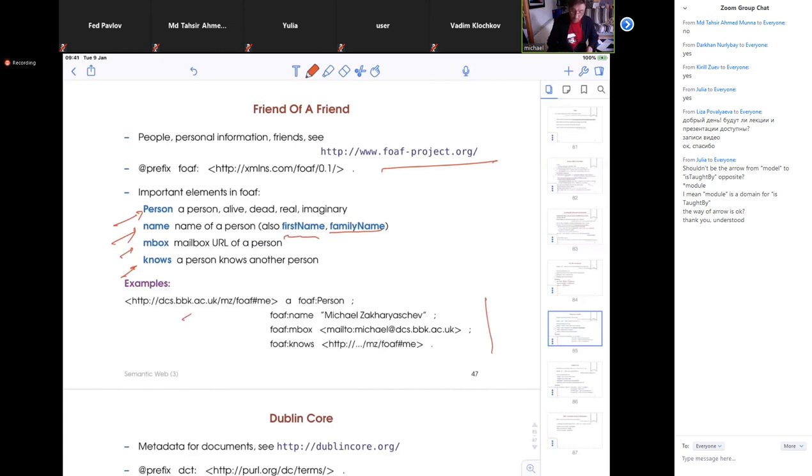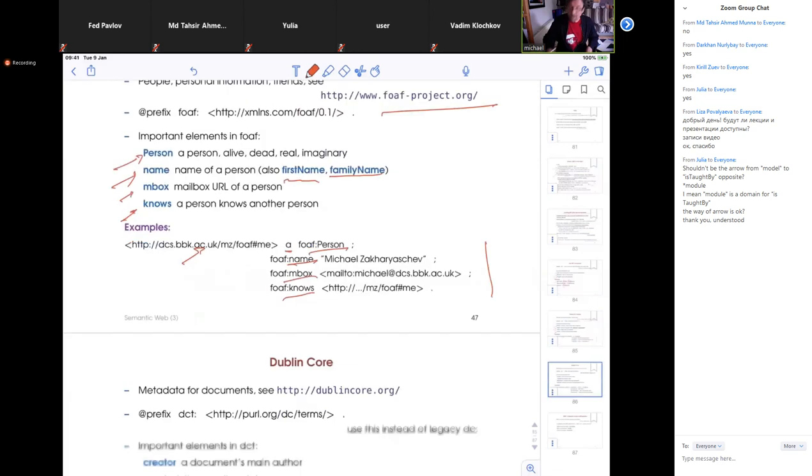For example, we can write things like this. Say that my URI is of type person, with name, mbox, and knows, or I know myself, for example.